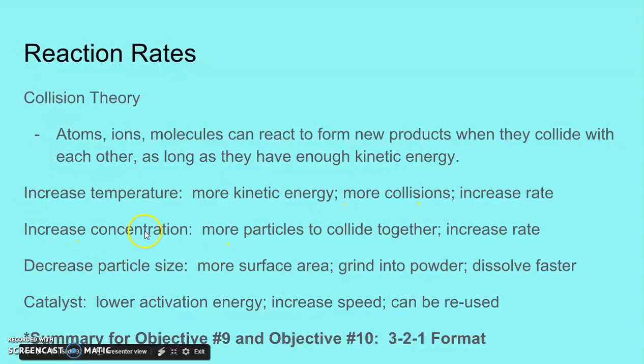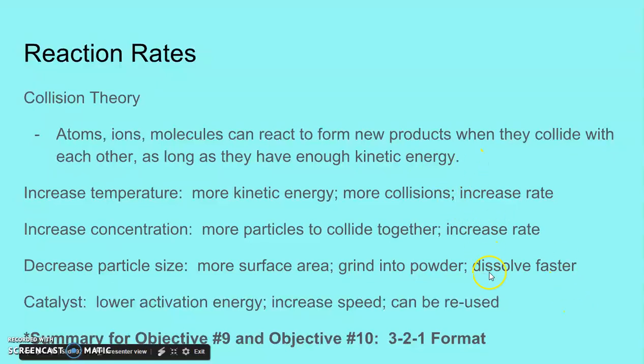If we increase the concentration, you just have more particles to collide together, so that's going to increase the rate. What if I took the particles and made them smaller, like if I grind something into a powder versus a big chunk of solid? I'm increasing the surface area, so in theory there are more collisions, and it will make the reaction happen faster. And then you can also use a catalyst, which lowers the activation energy. That increases the speed, so it has the same effect as increasing the temperature. But the nice thing about a catalyst is that it can be reused.